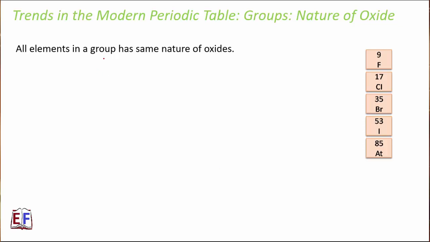So all elements in a group have the same nature of oxides. So there is nothing like acidic or basic, because since they have the same number of valence electrons, with that logic, the nature of oxides doesn't make much difference.